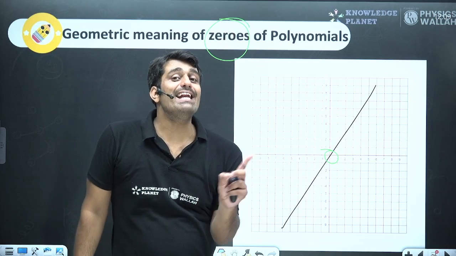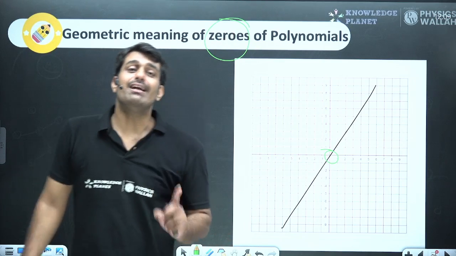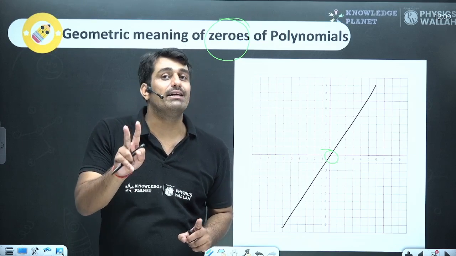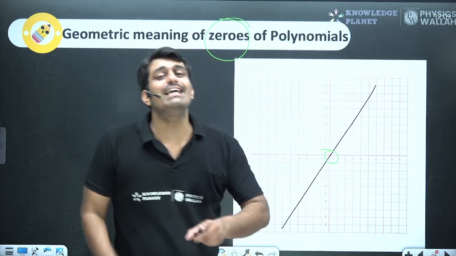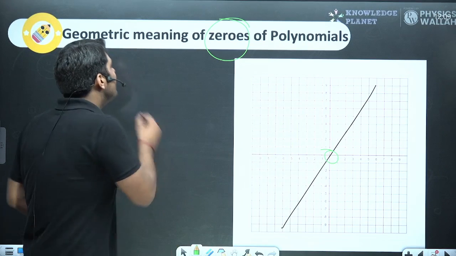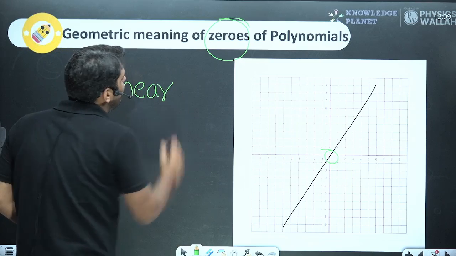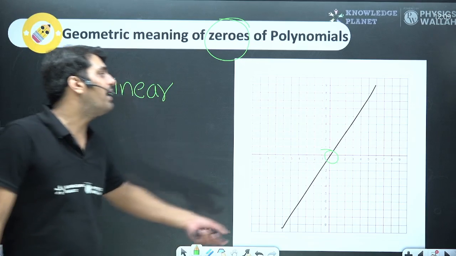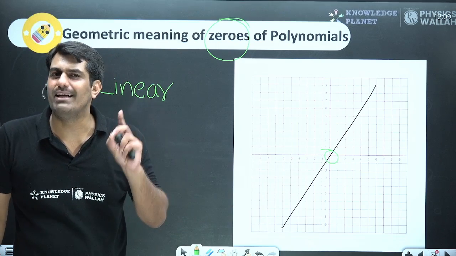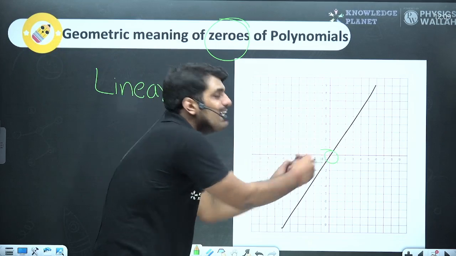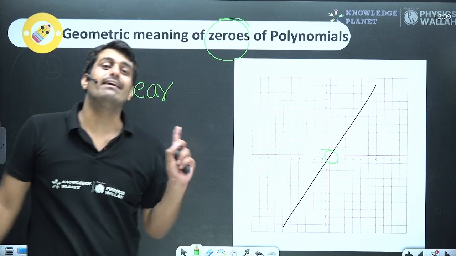It is representing the zero of the polynomial. If the line is cutting the x-axis at one point, I'll say only one zero exists. If the line is cutting at two different points, I'll say two zeros exist. If the line is cutting at three different points, I'll say three zeros exist. For a linear polynomial, we generally have a straight line. We will always do the plotting and we'll find a straight line, and a straight line will be cutting at only one point. It's not that the line can be bent like this and cut at different points. No, the only possibility is that it cuts at one point.